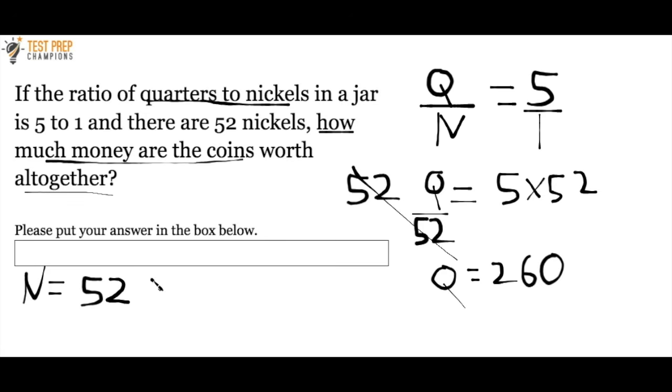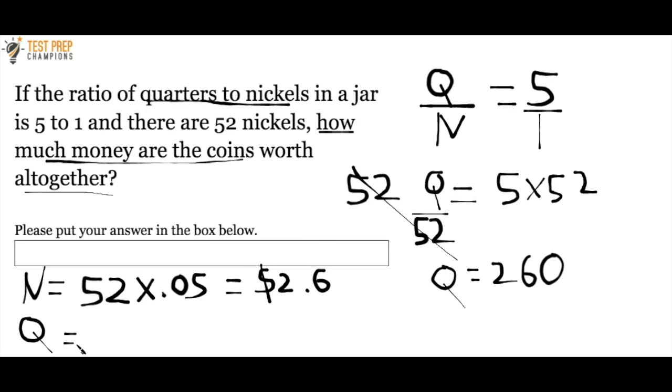So if I have 52 nickels, how would I figure out how much money that's worth? Well, 1 nickel is worth 5 cents, or 0.05 in other words. So if I do 52 times 0.05, that gives me 2.6. So we know that the total amount of nickels here is going to be $2.60. So I can do this with the quarters too.